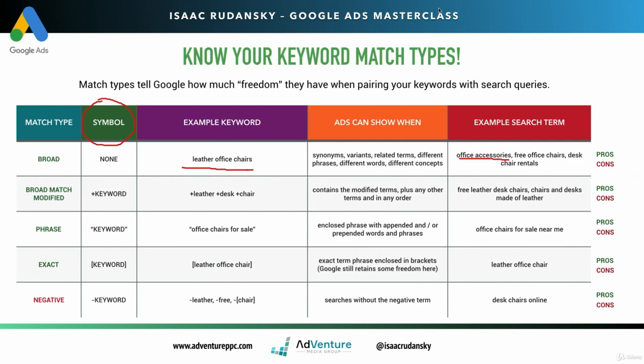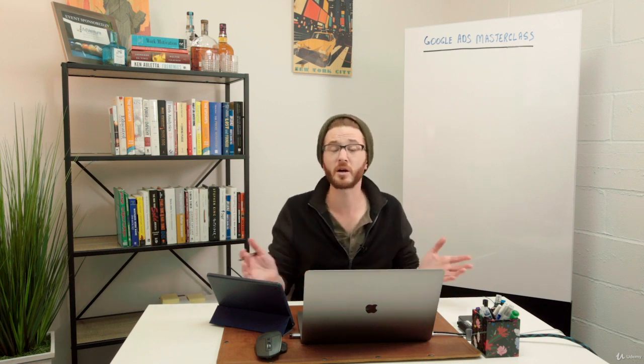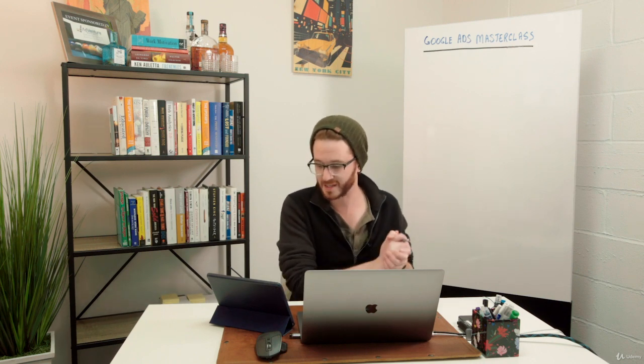Just because we put leather in our broad match keyword doesn't necessarily mean that we're going to show ads when somebody uses the word leather or office or chairs or any of those three. Maybe people will look for free desk accessories. I don't have that on my list, but free desk accessories might be a search term that would trigger a broad match keyword for leather office chairs. I'm not trying to scare you away from using broad match. I'm just telling you that there's going to be a seriously strong need for negative keywords and good negative keyword lists, and we'll talk about that, of course, in great detail.